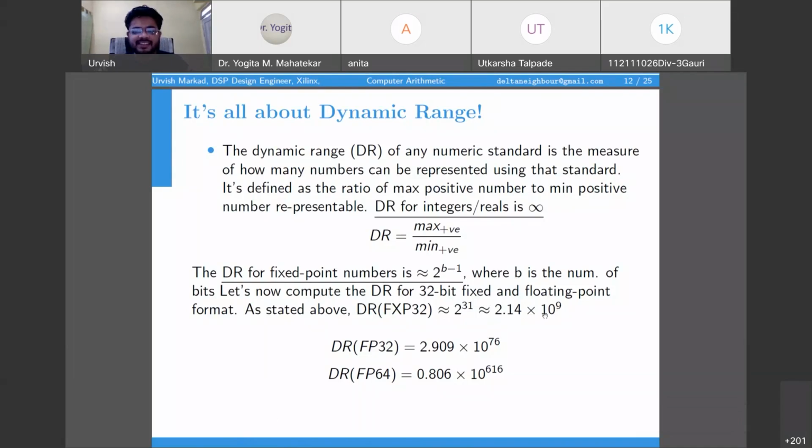Now this is where the fun begins. When you want to compute the dynamic range of floating point 32, it has a dynamic range of 2.909 into 10 raised to 76, such an astronomical number. And even the dynamic range of a 64-bit floating point number is 0.806 into 10 raised to 616. Imagine. For reals, if you were to do some pen and paper arithmetic with real numbers or integers, theoretically the dynamic range is infinity. The better you approach infinity, the better the resolution.